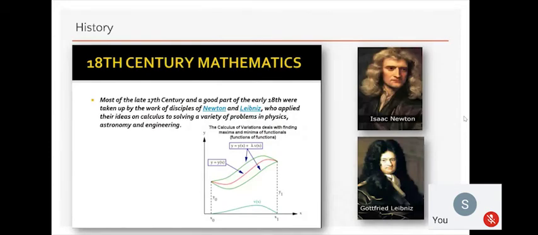In the 18th century of mathematics, we can say this is the evolution of calculus. The important mathematicians we can see are Newton and Leibniz. They made important contributions to calculus in this century, and even researchers and mathematicians started using functions. You can see here in the plot this kind of function they started using in the 18th century.